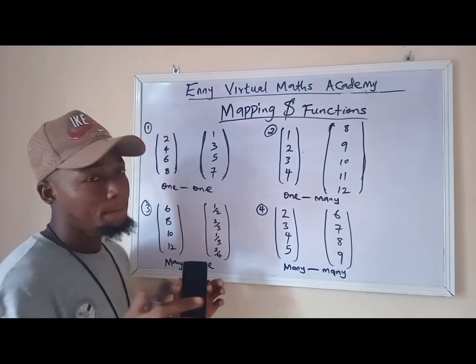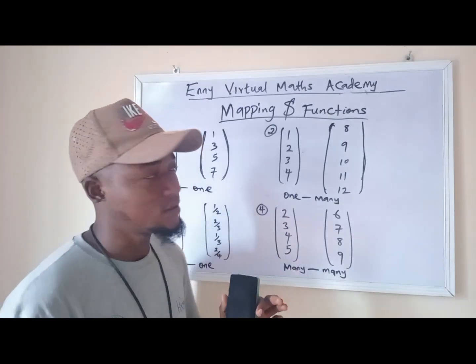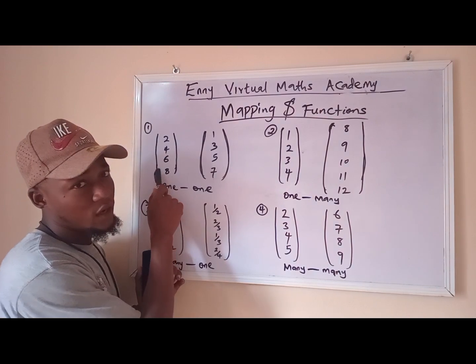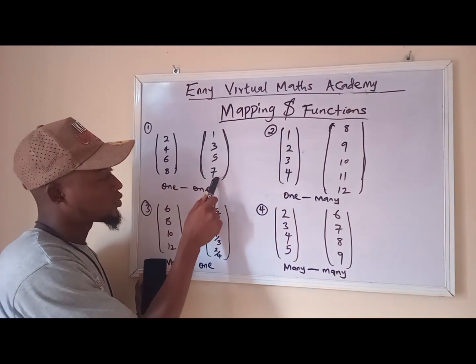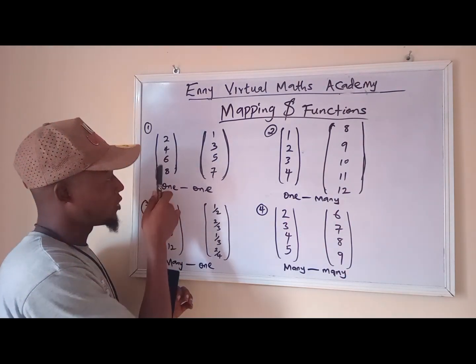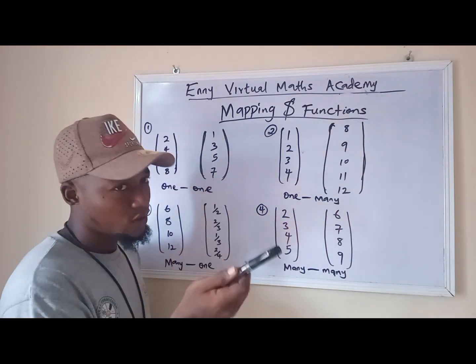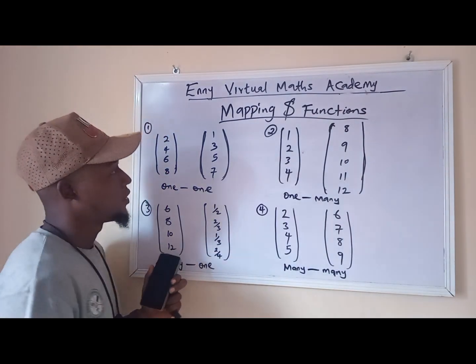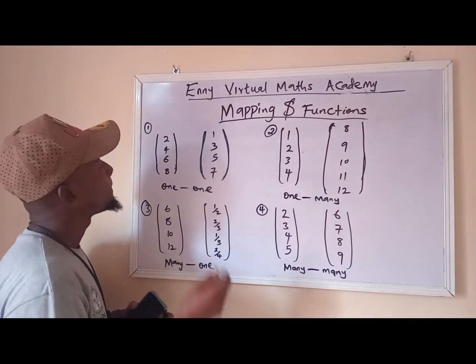Now, even before that, I must state this: this is called our domain, this is called our codomain. Otherwise, it is also called the input and the output. It's also called the object and the image. Now, let's talk about the mapping.